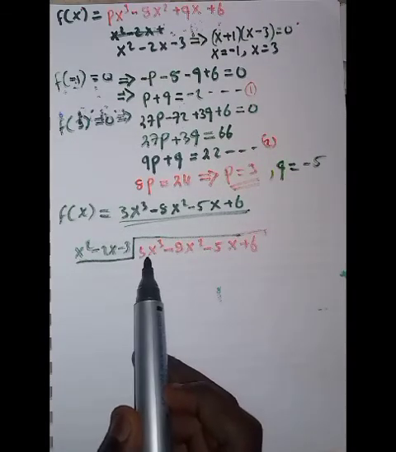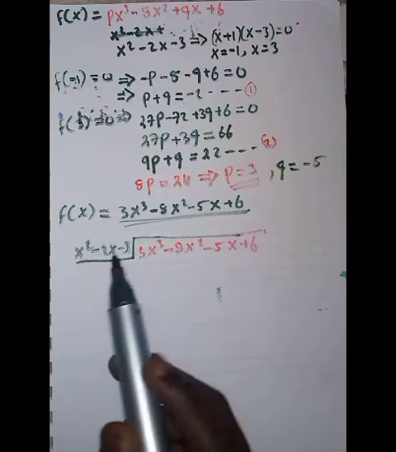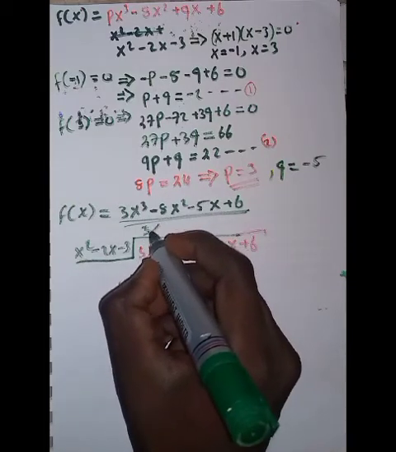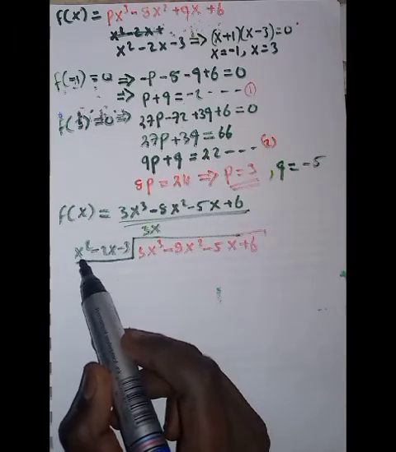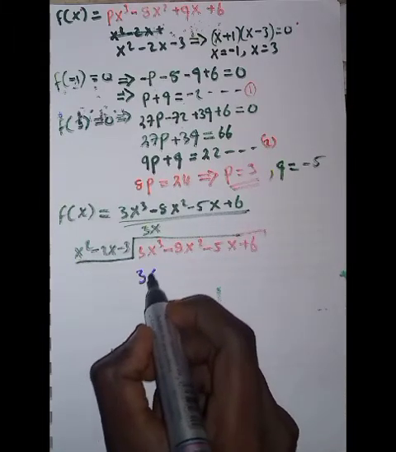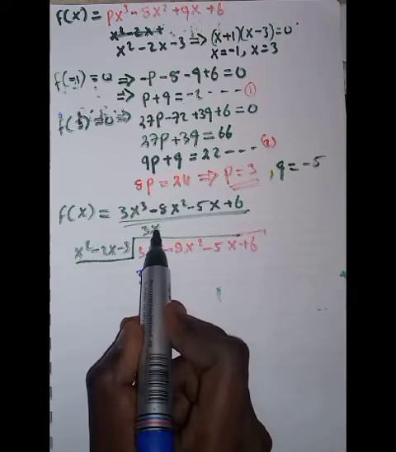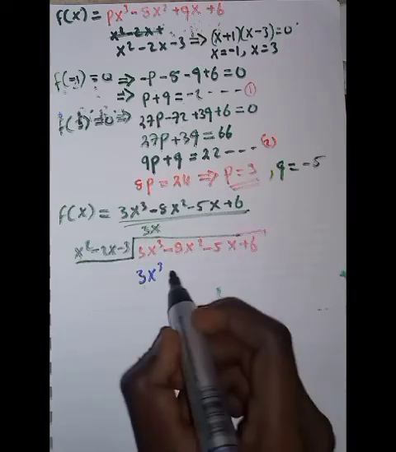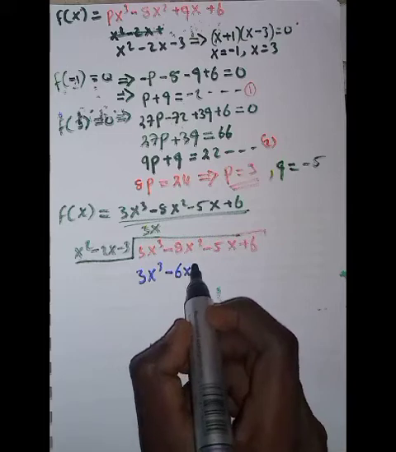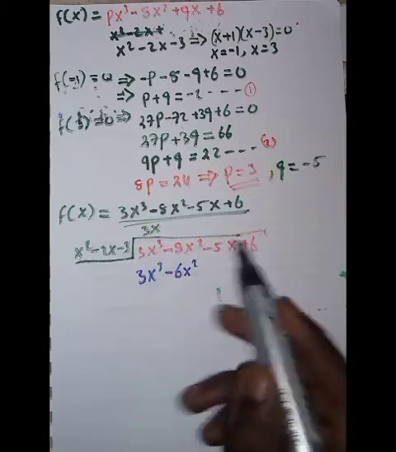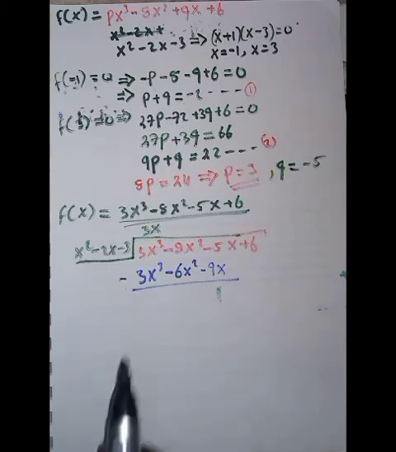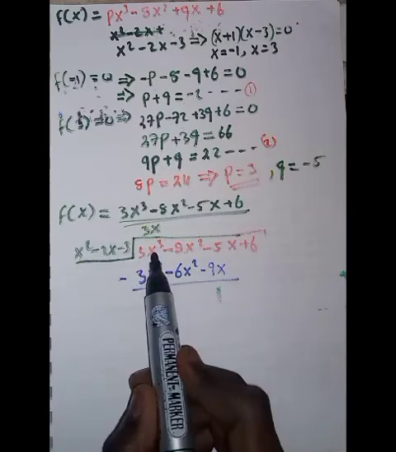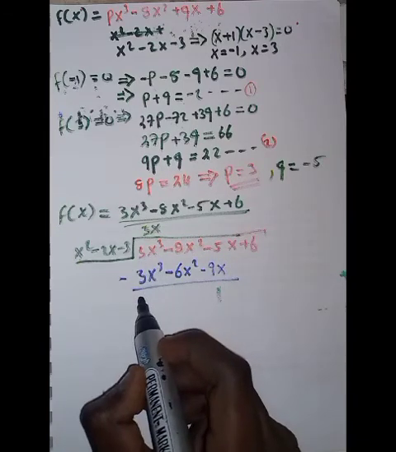So if I take this 3x cubed and divide by this x squared, I'm simply going to have 3x. Then if I multiply this 3x with x squared, I'm going to have 3x cubed. Then 3x times -2x gives -6x squared. Then 3x times -3 gives me -9x. Good, I do the subtraction. 3x cubed minus 3x cubed gives me 0.